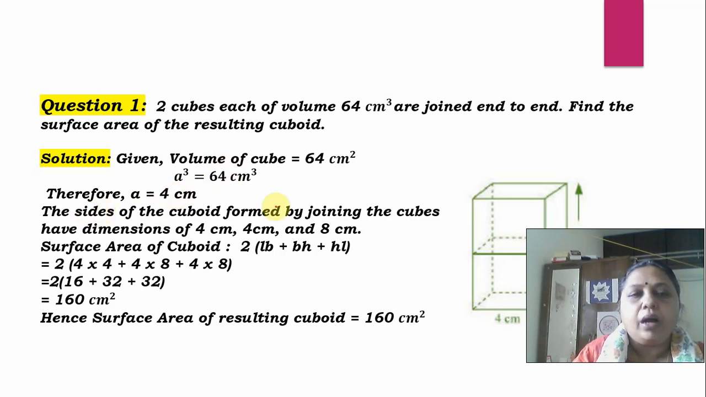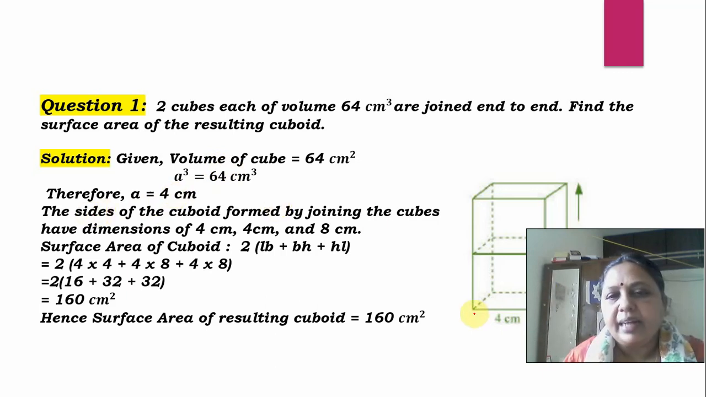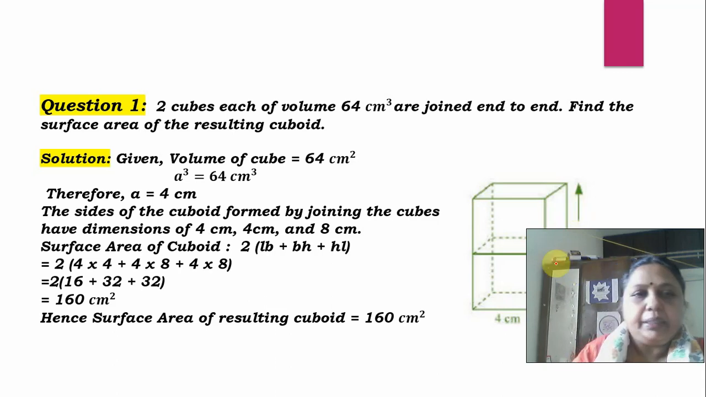Okay. Now, you will see here that the length and the breadth of the cuboid remain the same, whereas only the height of the cuboid varies and the height is given by 8 centimeters. Okay, that is 4 plus 4, 8 centimeter. The sides of the cuboid formed by joining the cubes have dimensions of 4 centimeter, 4 centimeter and 8 centimeter.